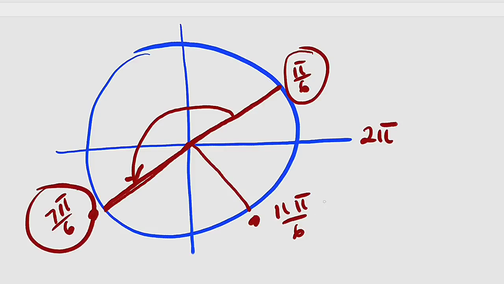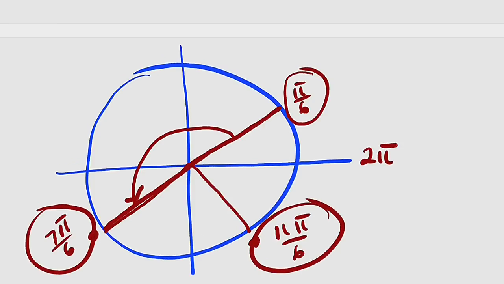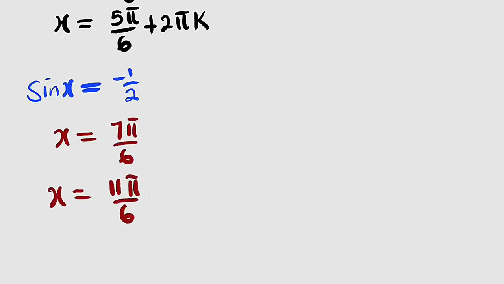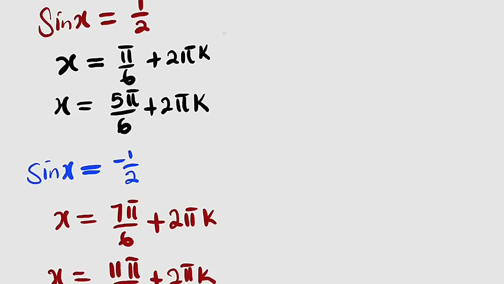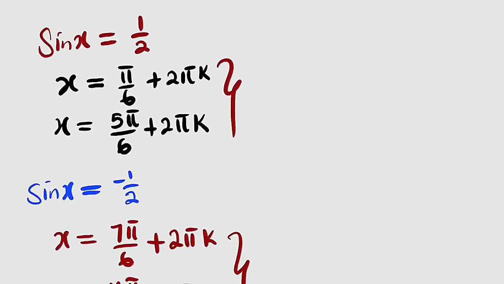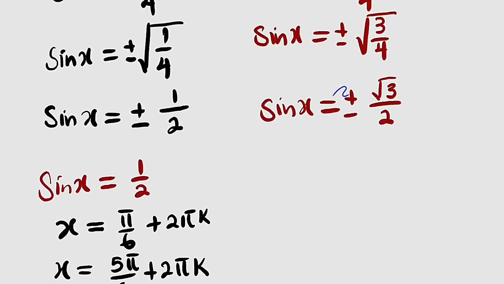So we have obtained two solutions for that negative 1 divided by 2: 7 pi divided by 6 and 11 pi divided by 6. So x here will be equal to 7 pi divided by 6, or 11 pi divided by 6. Don't forget to add 2 pi k. So now we have obtained 4 solutions for the first equation, which has plus or minus 1 divided by 2. Now let us go back to the other equation. Here we have sine x equal to plus or minus root 3 divided by 2.